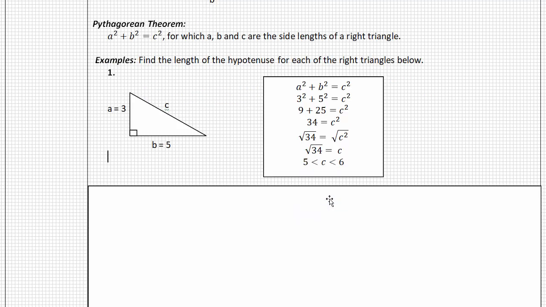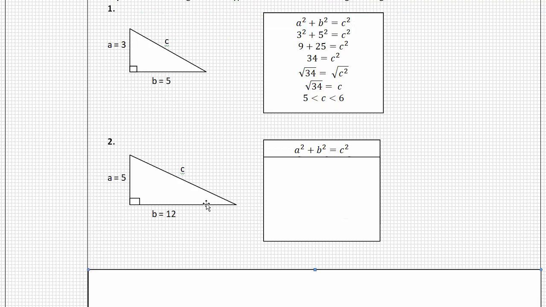Let's try a second example. Here's our second right triangle. Again, you're being given the values for the sides A and B, the two legs of the right triangle, and you're being asked to use the Pythagorean Theorem to find side C, the length of the hypotenuse. Let's go ahead and have you fill in and begin to work through this problem and see if your work matches with the work that I do to find side C. We're going to use example 1 as our format for solving.